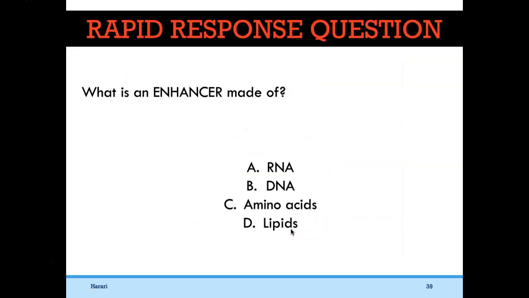What is an enhancer made out of? So you can pause here. And the answer is B, DNA, right? An enhancer is part of the gene, technically.